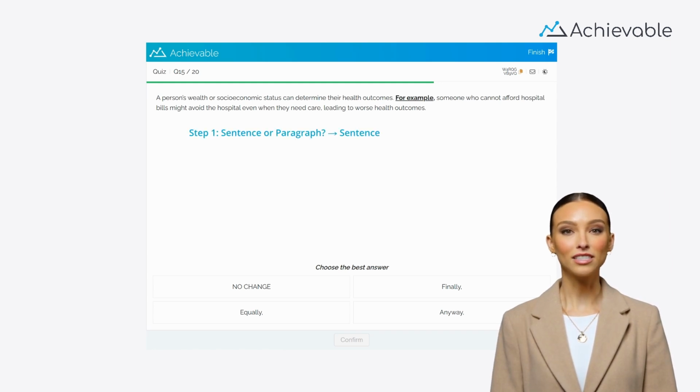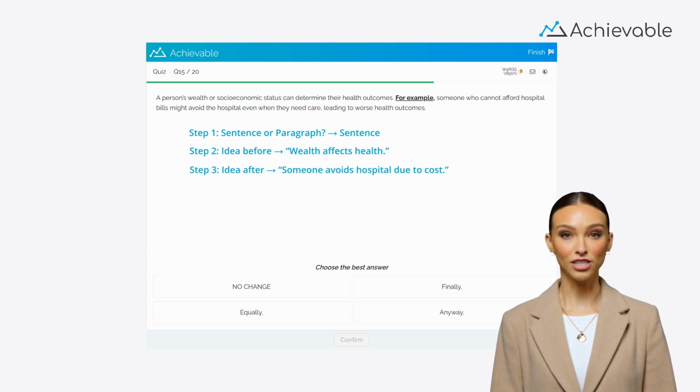First is the transition connecting sentences or paragraphs. In this case, it's between two sentences in the same paragraph. Now, what's the idea of the sentence before the transition? It says that wealth or socioeconomic status can determine health outcomes. What's the idea of the sentence after the transition? It provides a specific case, someone avoiding the hospital because of high costs.